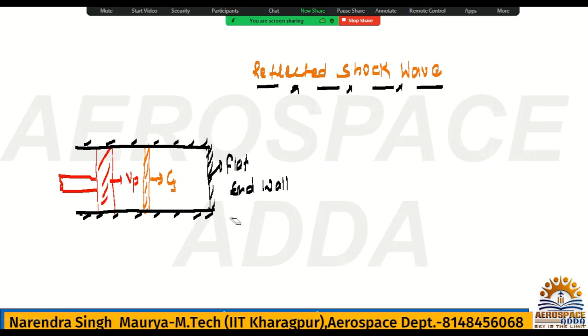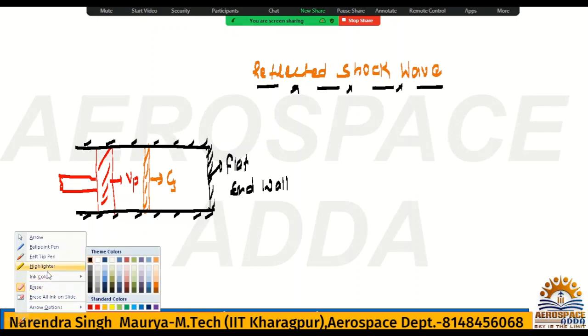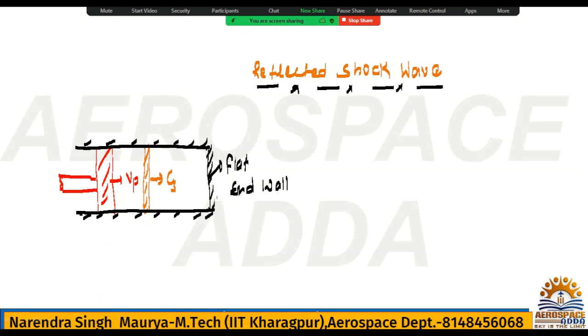Why did I say flat? Because if it is oblique, then the shock will be incident at some other angle, and then the condition will be different. So it is a flat end wall, and it will be a normal shock only. Otherwise, it may become an oblique shock if the wall is not flat. That's the reason I clearly mentioned flat end wall. So it will be incident. Ahead of the incident shock, the mass motion velocity will be V1, right? Why am I saying this? Because once the fluid comes and hits this end wall, obviously the velocity will become 0.